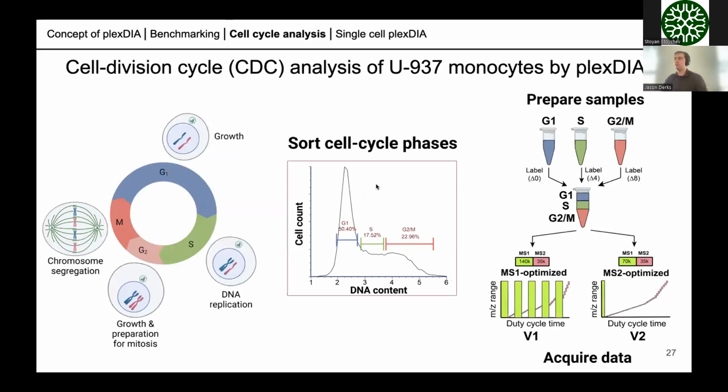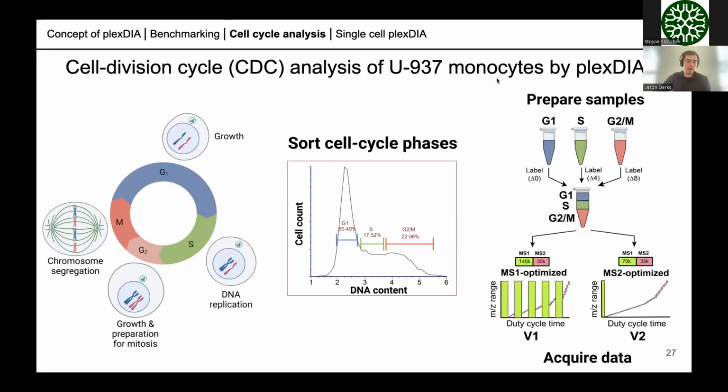So this is great. We've shown all these things, that plexDIA can potentially increase the throughput of proteomic analysis. But then we also wanted to apply it to a biological system to see if we can actually do some real biology with this. And so we decided to analyze the cell division cycle of U937 monocytes with plexDIA.